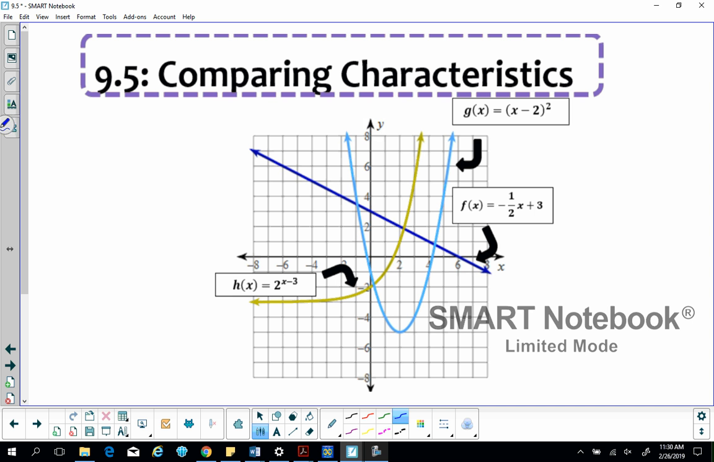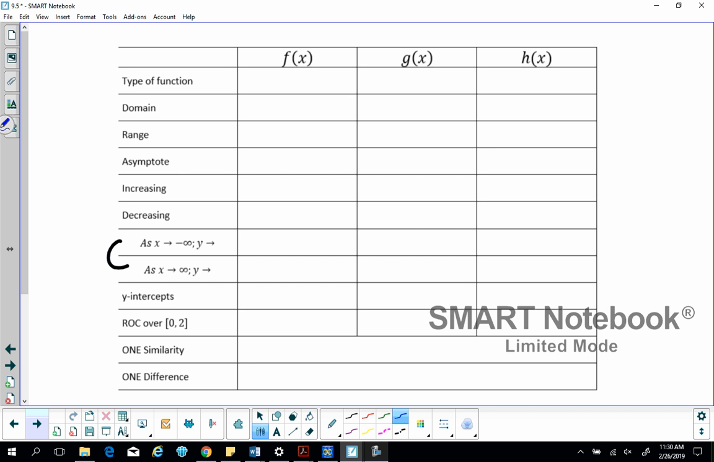Which one is f of x? This line, right? What type of function is that? Yep, so I would come over here and I write linear. What's always the domain of linear functions? I'll help you. What's the range of linear functions? Yep. Does a linear equation have an asymptote? No.